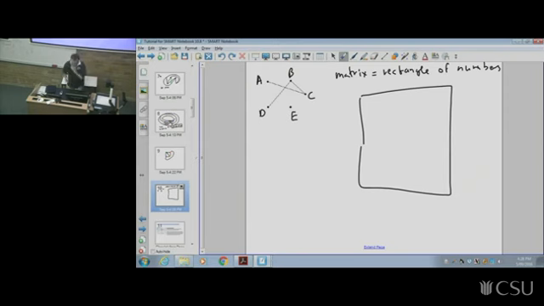So what I want to do here is an adjacency matrix. The adjacency matrix pretty much has a row for every vertex in our graph. So I'll just label them: A, B, C, D, and E.